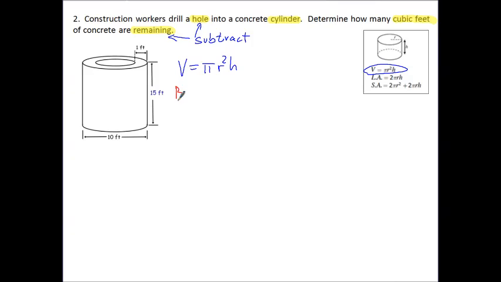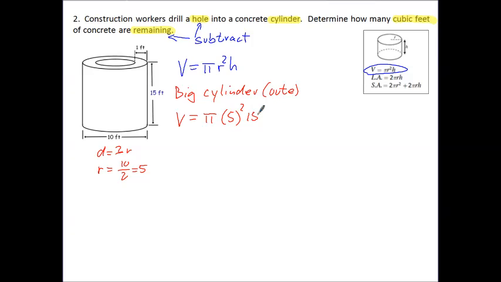So let's find the volume of the big cylinder first. That is the outer one. The volume is equal to pi times r squared. What is the radius of the bigger one? We're told that the diameter is 10. That means the diameter is 2 times the radius. The radius is 10 divided by 2. That means 5. 5 squared times the height. And the height is 15 feet.